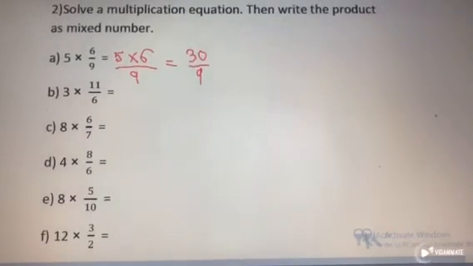Then write the product as a mixed number. How do I write this as a mixed number? I will divide 30 by 9. Which number do I multiply by 9? The answer will be 30 or less than 30. It will be 3. 3 by 9 equals 27, and we have remainder 3.